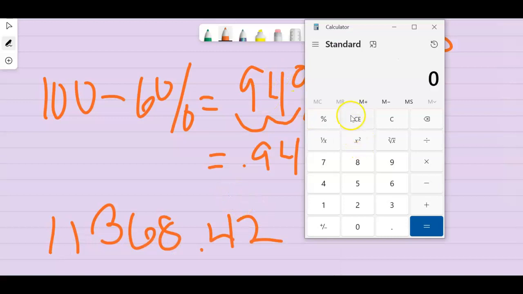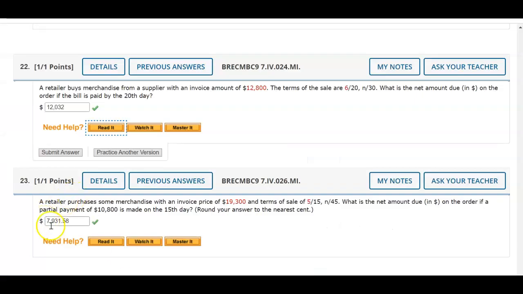Okay, and so the total is 19,300. But we have a partial payment with a discount component in it. So minus 11,368.42. So the amount that we have left to pay is $77,931.58.